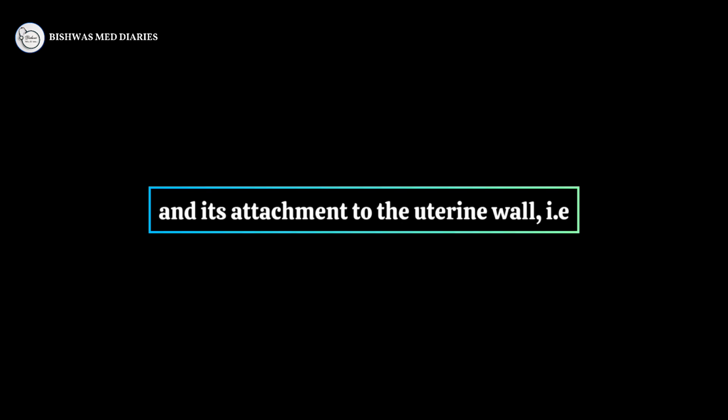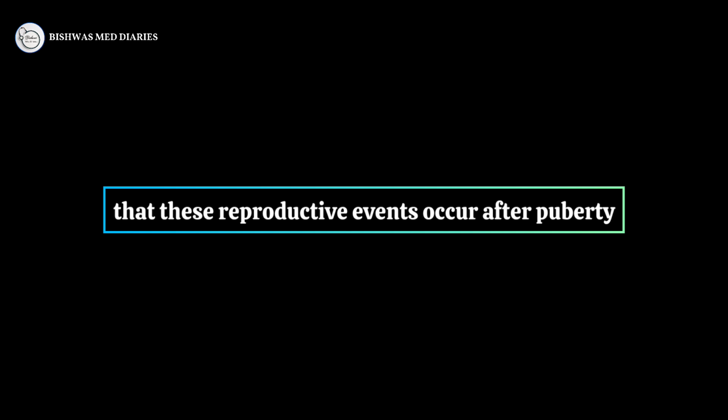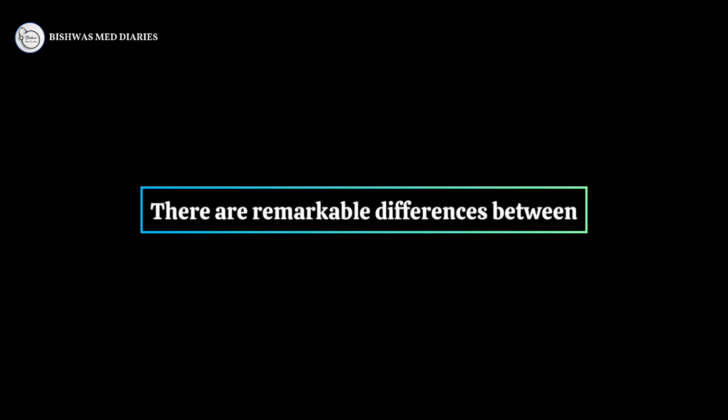This is followed by formation and development of blastocyst and its attachment to the uterine wall, that is also known as implantation, embryonic development, also known as gestation, and delivery of the baby, also known as parturition. You have learned that these reproductive events occur after puberty. There are remarkable differences between the reproductive events in the male and in the female.